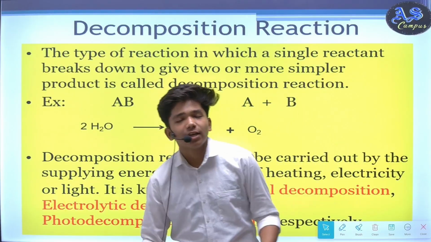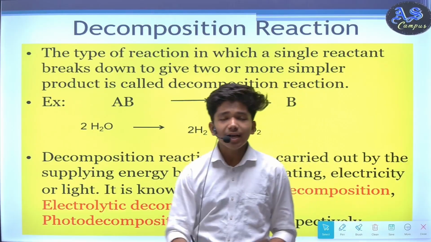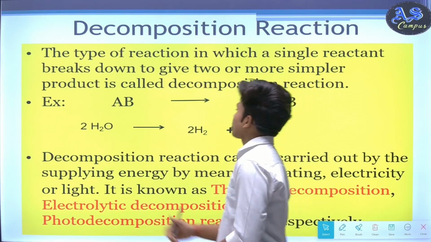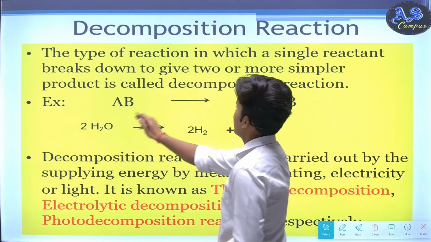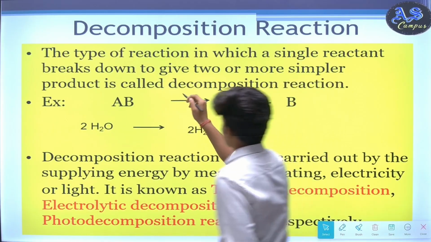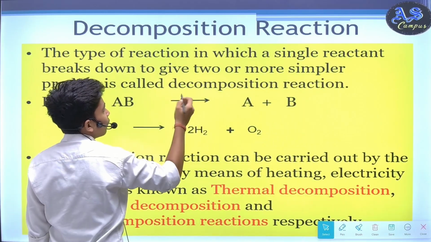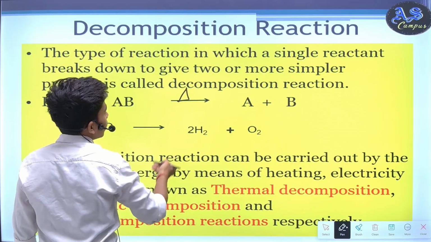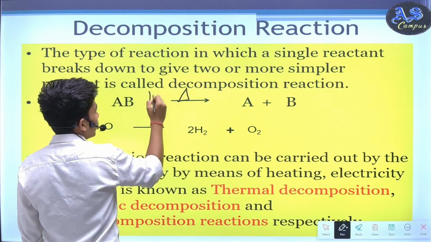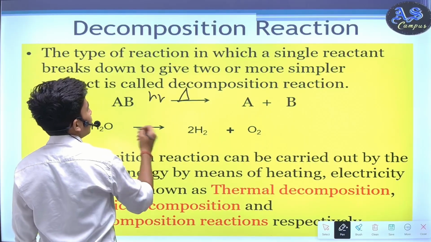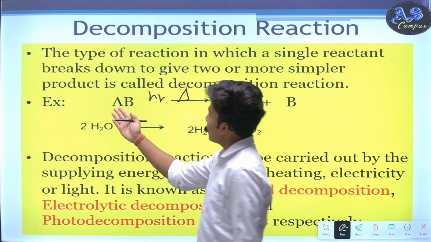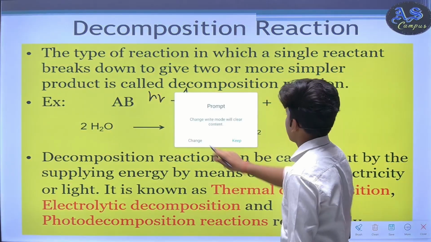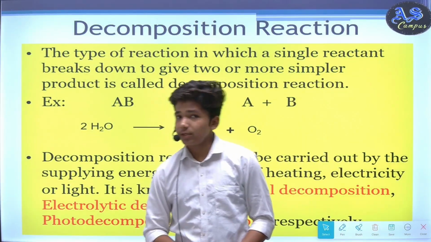So the next type is decomposition reaction, in which a single reactant breaks into multiple products. Its general form is AB, where we can put anything here. For example, we can heat it, or we can give sunlight to it, h nu, or we can give electricity as well to it. So when AB breaks down into its products A plus B, this is a decomposition reaction.